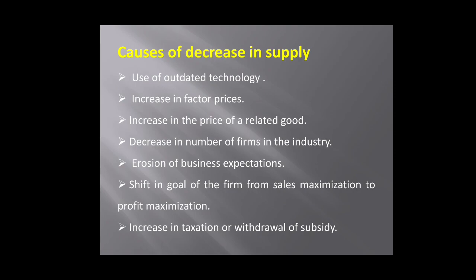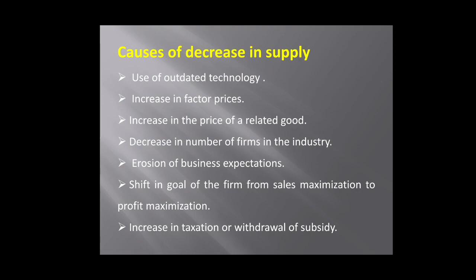Another important cause of decrease in supply is an increase in factor prices. An increase in factor prices means an increase in cost of production. Thus, the producer can supply less at each price, which leads to a leftward or inward shift in the supply curve.